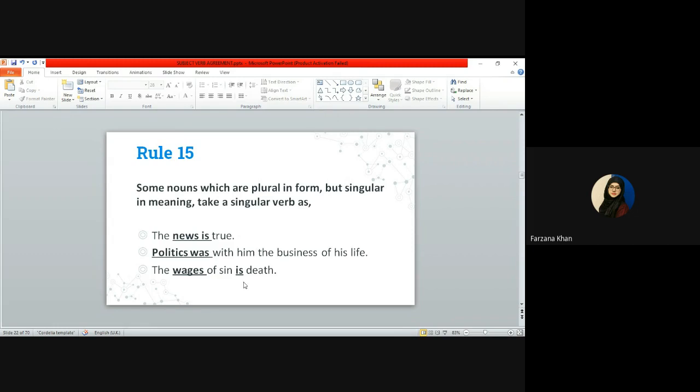In the next sentence you can see the wages, right? Wages is a noun which is plural in form but singular in meaning, so it will always take a singular verb. As in this sentence, the wages of sin is death. Is has been used keeping in mind wages.